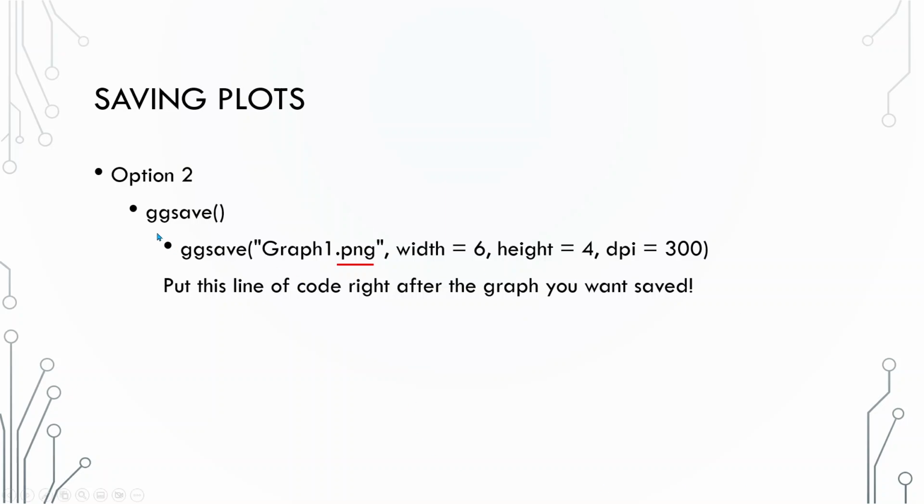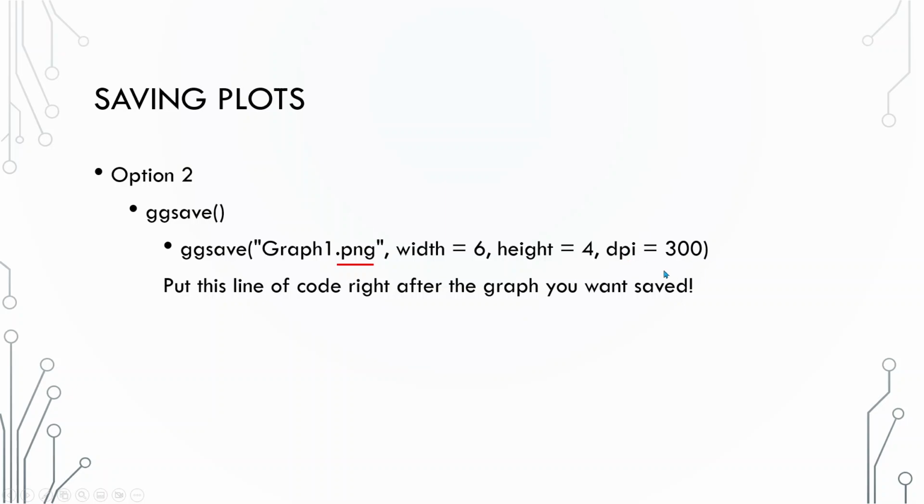So the function here is ggsave. You do in quotation marks what you want it to be named including a file extension. So a PNG file, or you could do a JPEG. PNG's usually probably the best way to go. And then here you're specifying the size of it. Do you want it, and this is in inches, 6 inches wide, 4 inches tall.